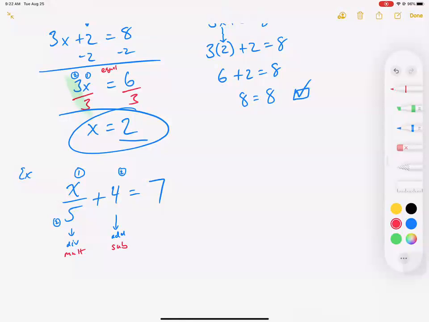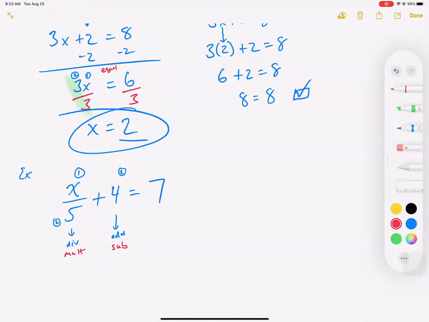So we identified x as my variable. We said we have to get rid of the 4 and 5. 4 is addition, 5 is dividing, and the opposite operation to adding is subtracting. So we're going to subtract, and we're going to multiply for the 5.